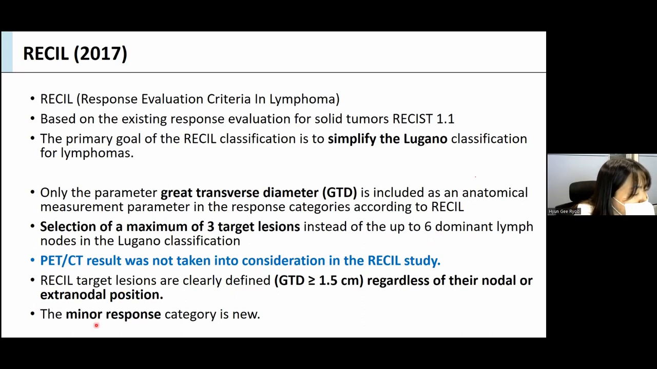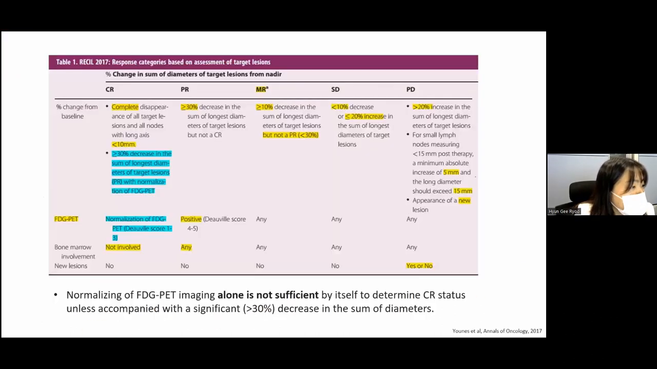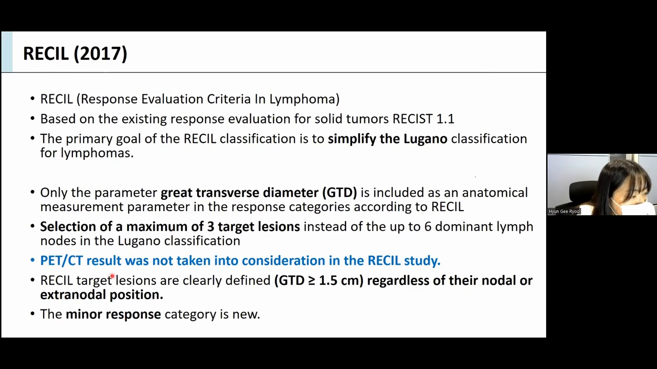And also they applied an additional minor response category for the treatment response. As you can see in this table, we can divide the response into CR, PR, SD, and PD. And additionally, for the RECIL criteria system, they adopted MR, the minor response. So based on the change of the diameter of the target lesion, it can be divided into CR, PR, MR, SD, and PD. And as I mentioned, the FDG PET-CT result was not taken into consideration in the RECIL study.